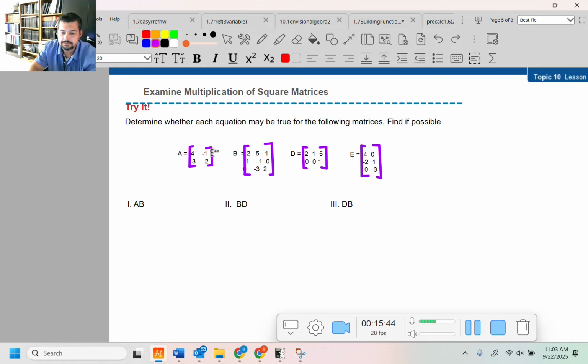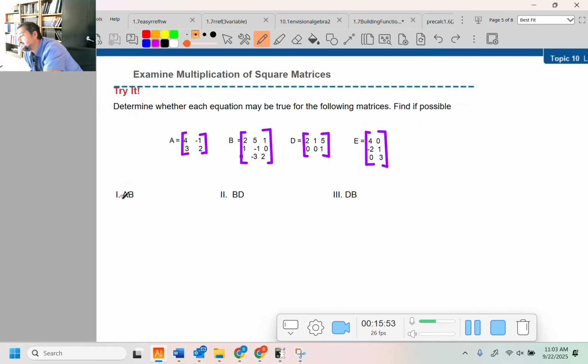Find if possible. So lots and lots of little things going on in this one. Nothing I can really do about that. But can we do A times B? So think about your dimensions. A is a 2 by 2, and we are wishing to multiply it by B, which is a 3 by 3. So the outside does not match. Multiplication is undefined.